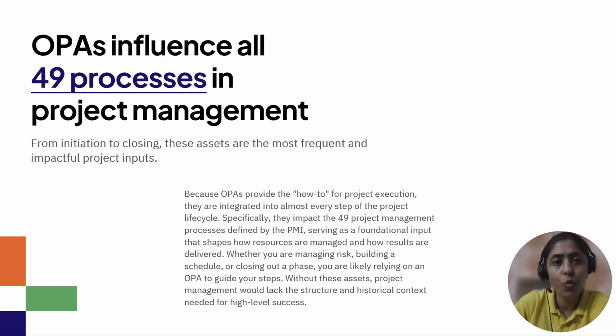Now, let's connect OPAs to the bigger picture of project management. OPAs influence all 49 project management processes. Why? Because OPAs provide much of the organization's how-to that helps the project team perform its work. Imagine you are managing risk. You may use an organizational risk template or procedure. Now imagine you are developing the schedule. There may be established organizational tools, guidelines, or historical information that can help you. And later, when you're closing the project, you may again rely on established procedures and organizational knowledge.